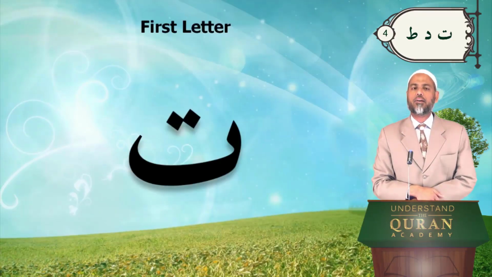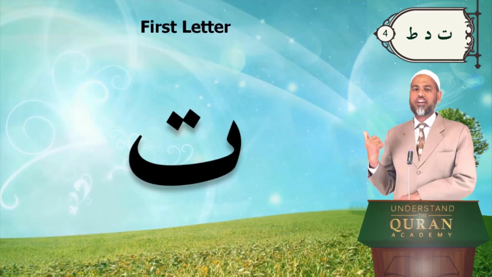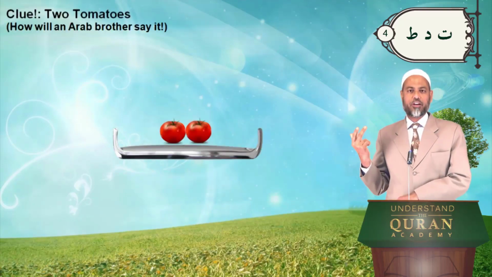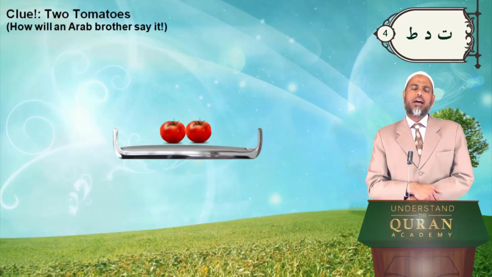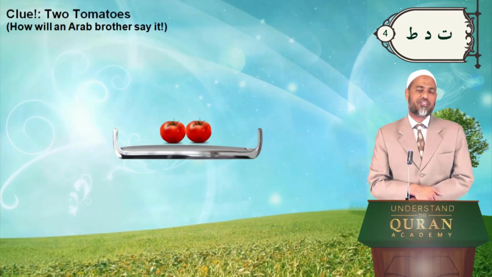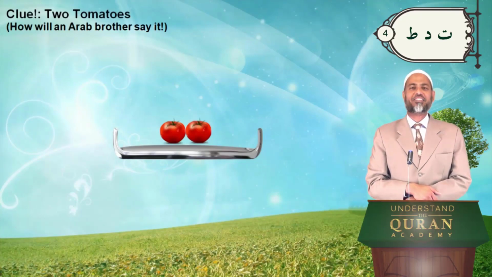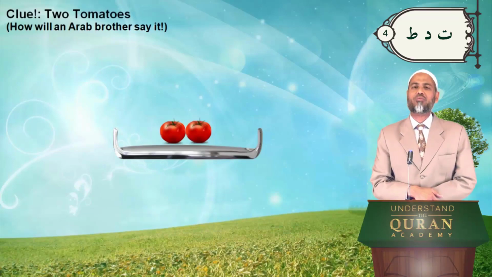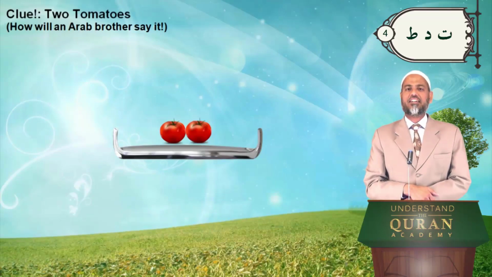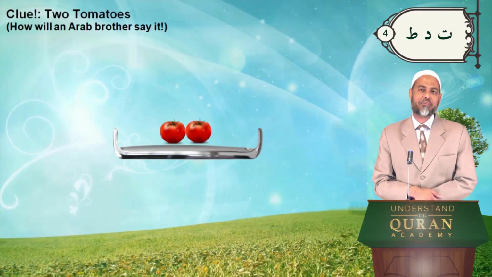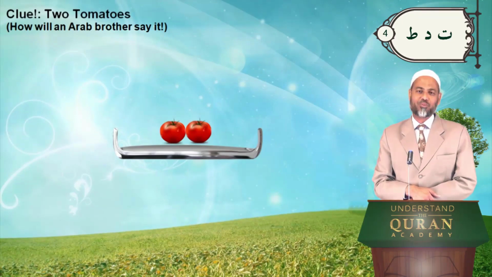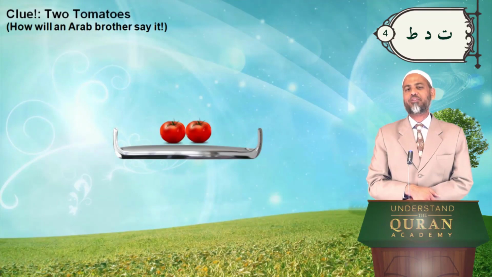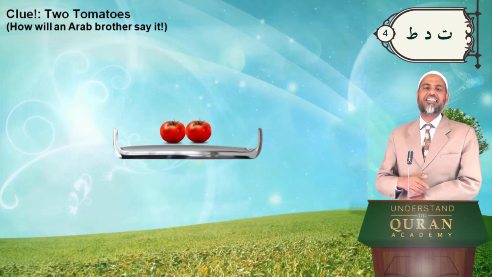So first letter is ta. Well, what do you see there? The tray with 2 tomatoes on the top or inside it. How will an Arab brother say it or sister say it? Tray with 2 tomatoes, because they don't have the sound ta in Arabic language. So generally they tend to say tray with 2 tomatoes, and that's what ta is.